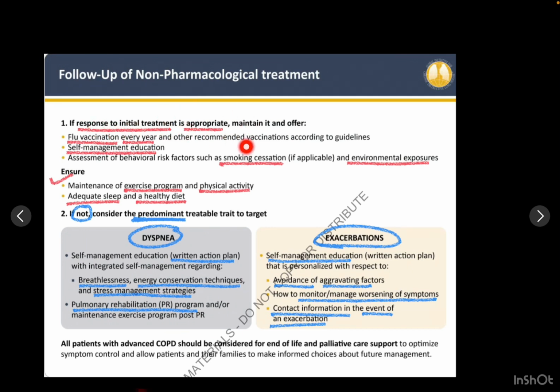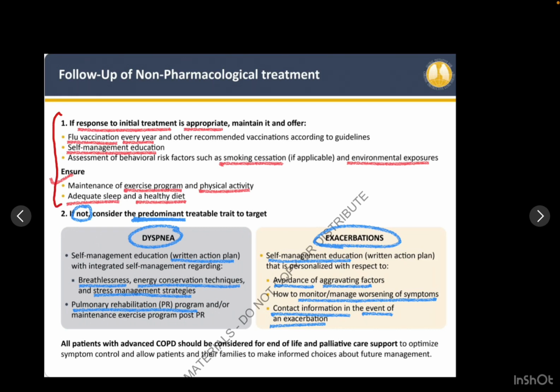If the response to initial treatment is appropriate, then we have to maintain it. We should offer the flu vaccine, influenza vaccination, every year and other vaccinations according to guidelines. Self-management education is given, and we should assess smoking cessation and other environmental exposure and ensure an exercise program, physical activity, adequate sleep, and a healthy diet. So these things are also required.